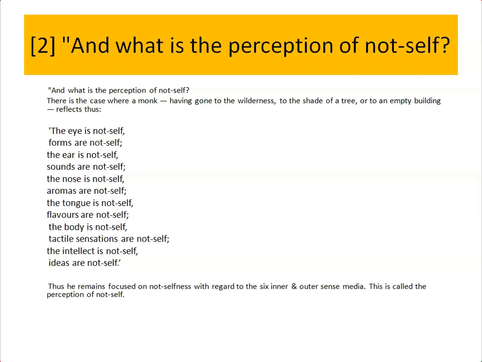The eye is not self, form is not self, the ear is not self, sounds are not self, the nose is not self, aromas are not self, the tongue is not self, flavors are not self, the body is not self, tactile sensations are not self, the intellect is not self, ideas are not self. Thus, he remains focused on not-selfness or selflessness with regard to the six inner and outer sense media. This is called the perception of not self.